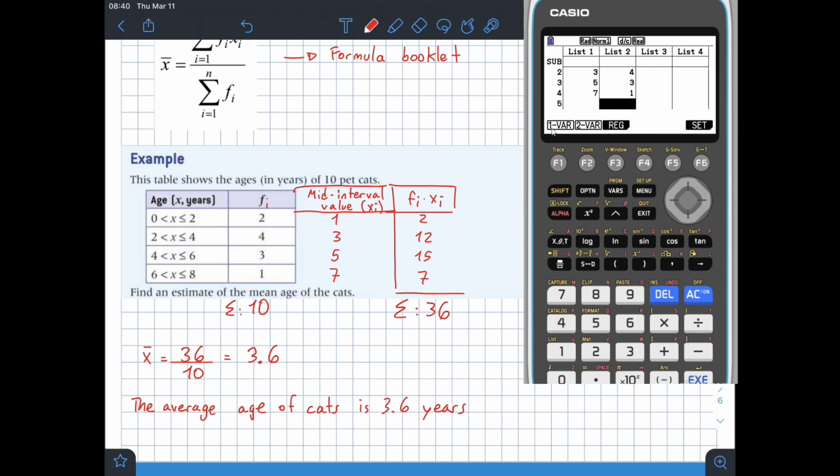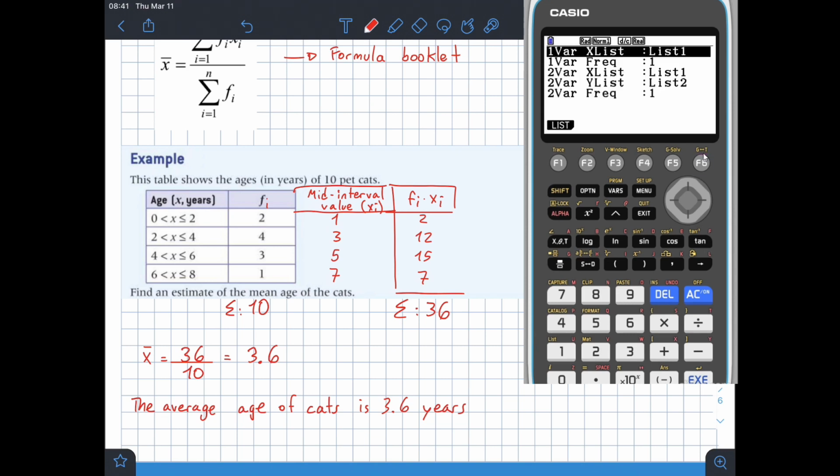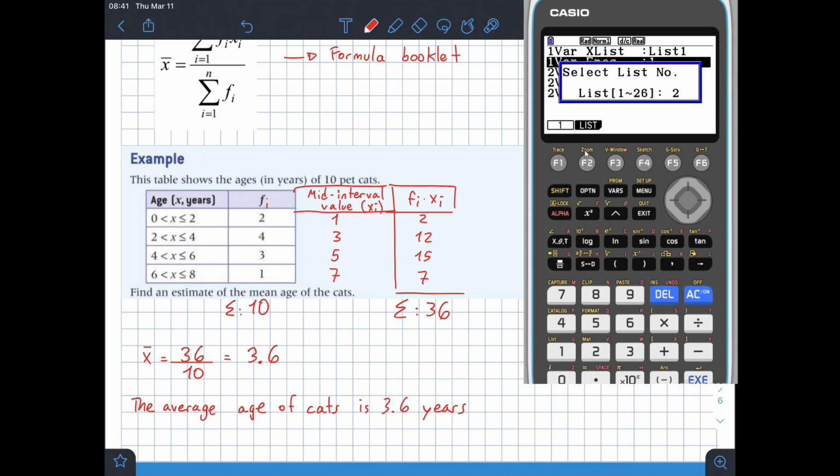So before you actually click on 1 var, which is what we're going to do today, click on set, just to make sure that the setting is correct. You see that here it says 1 var x list. Where are you going to read your x variable? In list 1, right? But here, 1 var frequency, where are we going to read our frequency? We should actually read this in list 2, right? So you need to click on F2 and define list number 2, right? So you click on 2 and execute, and then this is correct, okay?